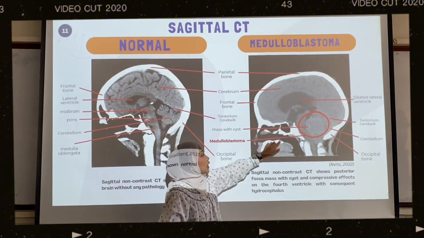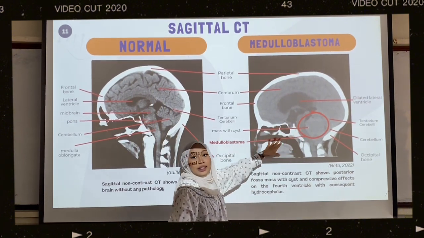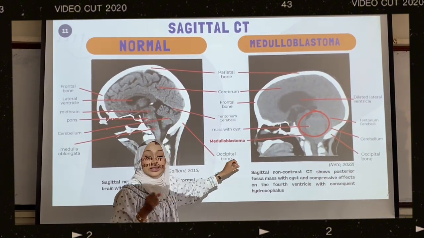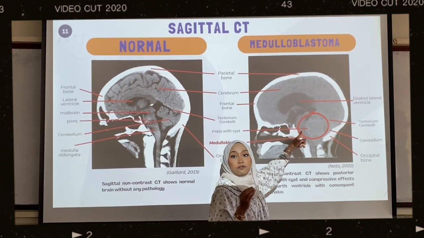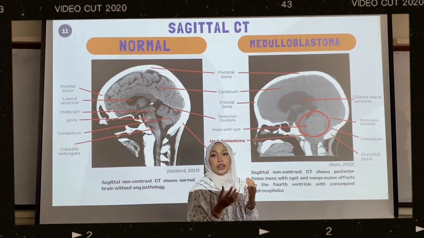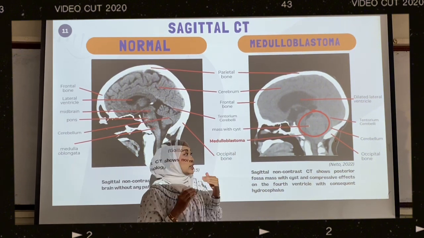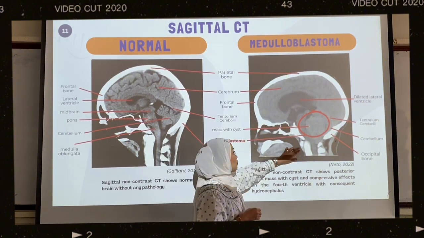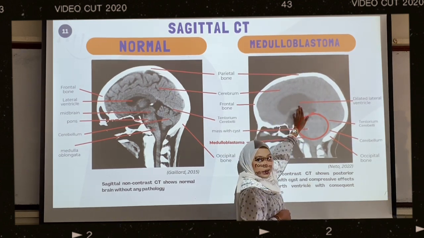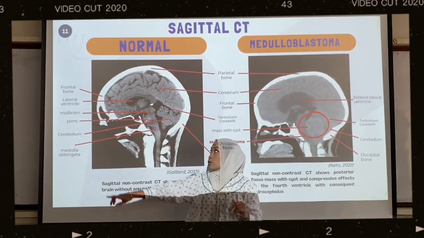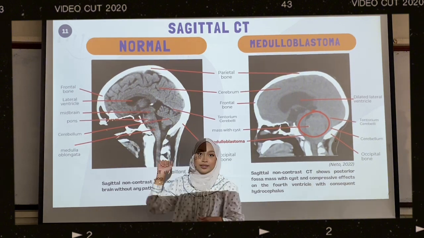So this mass has calcification, and as it grows, it compresses the fourth ventricle. It compresses the fourth ventricle and blocks the normal flow of the CSF. So when the fourth ventricle is blocked, CSF will build up, causing hydrocephalus. So that's why you can see here, the lateral ventricle is dilated. The size is bigger compared to the normal lateral ventricle here.